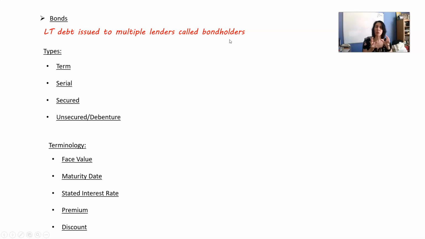Now the idea is the other ones were loans, right? We were borrowing money as a loan from a bank or some sort of lender. Bonds, however, are long-term debt that I'm selling to many people. So I could issue, as a company, a bond issuance, and rather than one $1.5 million loan to one place, I could sell $150,000 bonds to everybody. Bonds are typically $1,000, $5,000, $10,000, right?